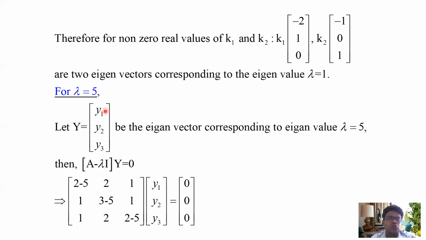Now lambda equals 5. For eigenvalue lambda equals 5, let (y1, y2, y3) be the eigenvector corresponding to the eigenvalue lambda equals 5. Then (A minus lambda I) y equals 0. Now substitute: 2 minus 5, 2, 1; 1, 3 minus 5, 1; 1, 2, 2 minus 5, times y1, y2, y3, equals 0, 0, 0. So that means everywhere you should replace lambda by 5.